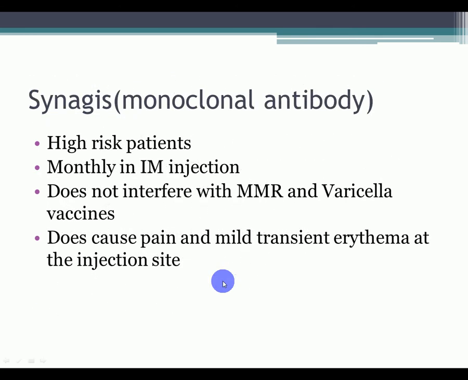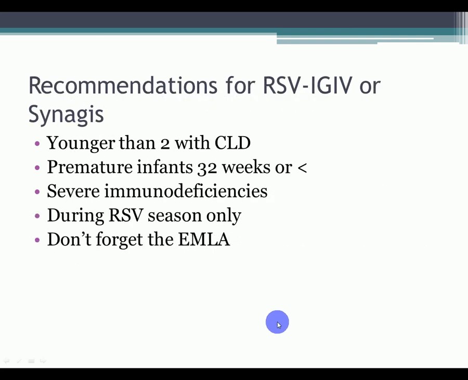All right. Synagis, which is given to high-risk patients, is given monthly in IM injections as well. It does not interfere with MMR and varicella vaccines. It does cause pain and mild erythema at the injection site. Its recommendations, like RSV immune globulin, are children younger than 2 with a chronic lung disorder, premature infants 32 weeks or lower, and severe immunodeficiencies during the RSV season only.